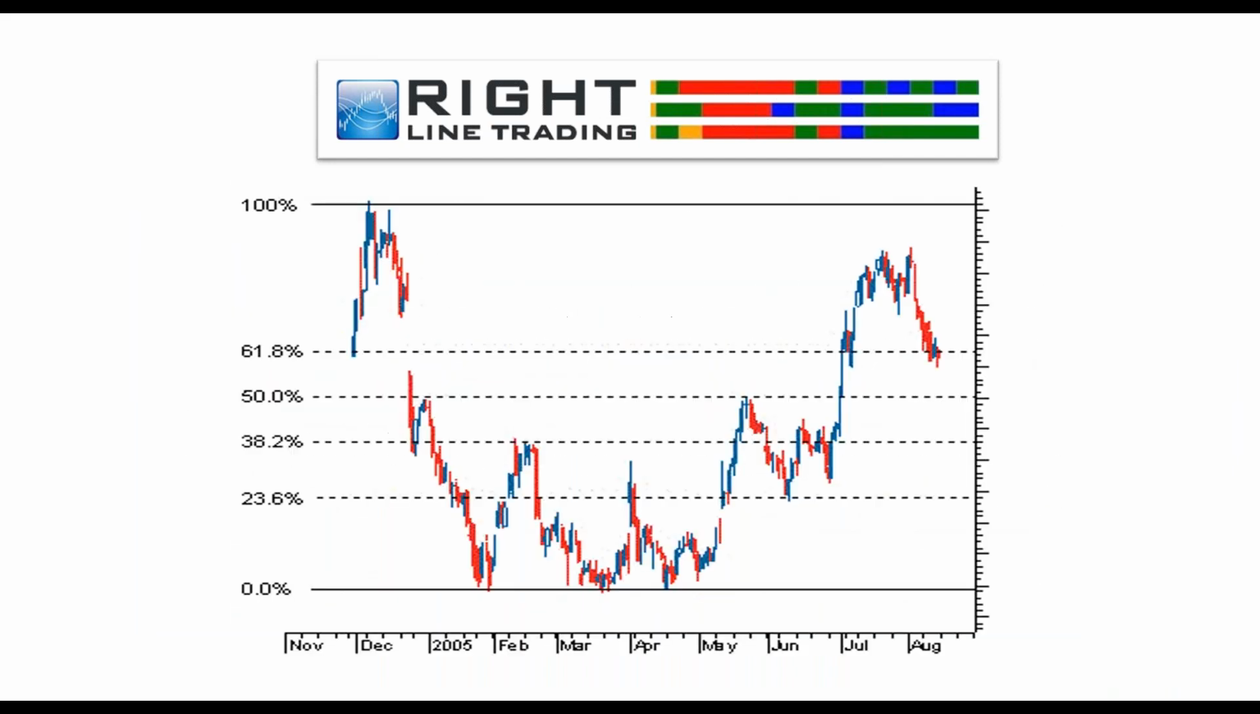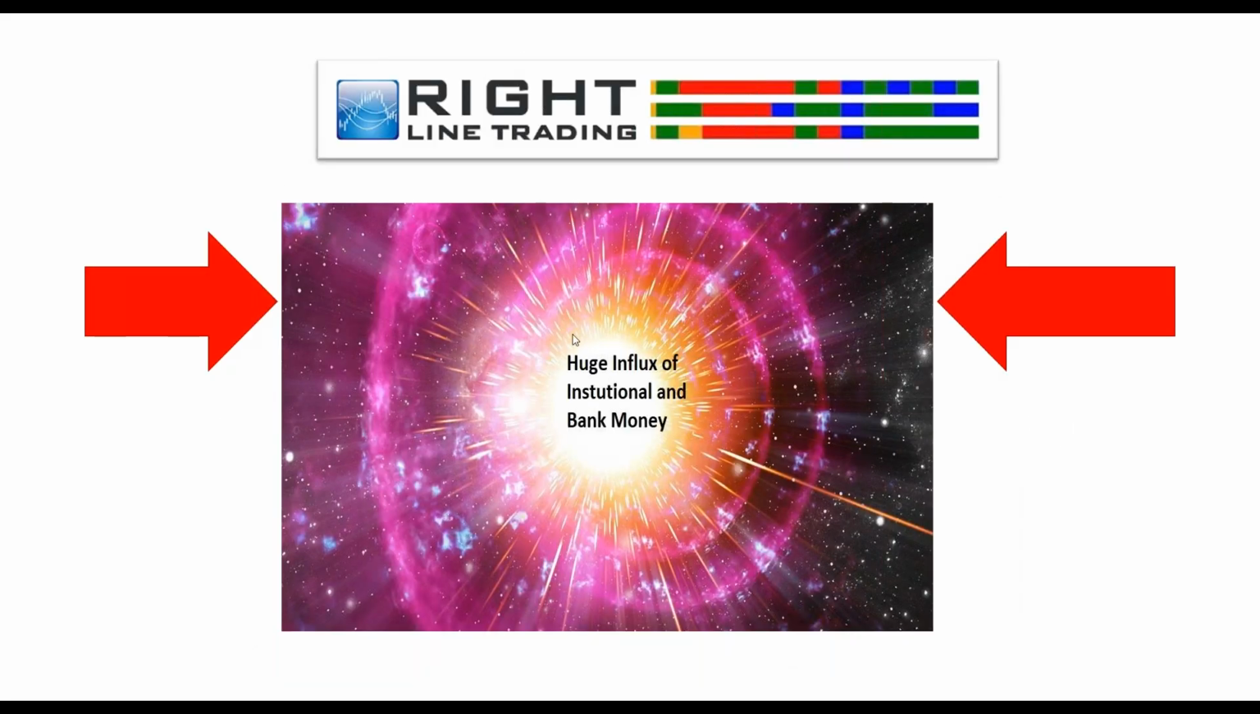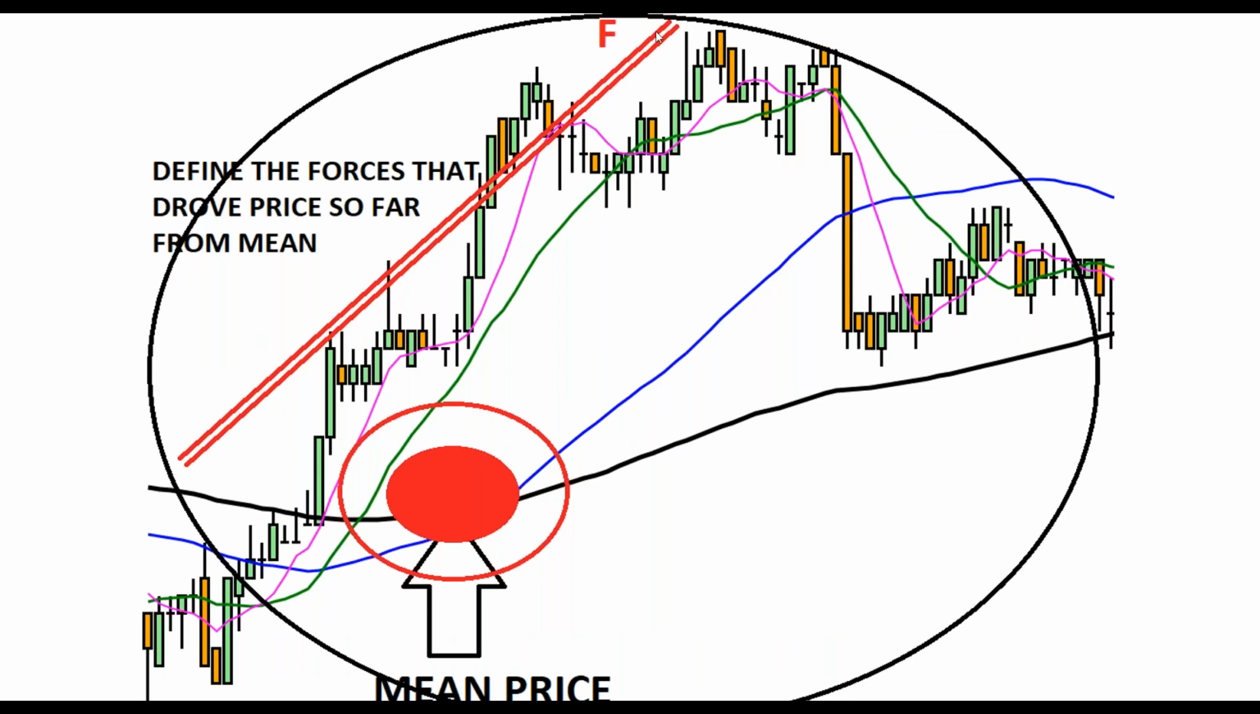Now, once we interject that money, we get this movement into the F orbital. And again, our goal is to define the magnitude and trajectory of that energy so we can track price and make money off this move.